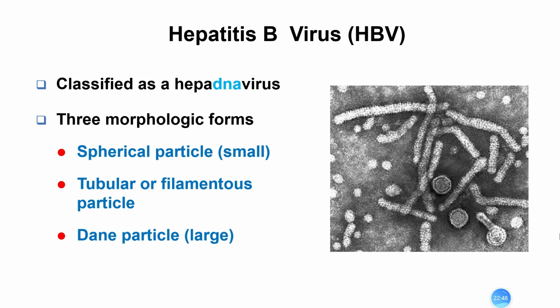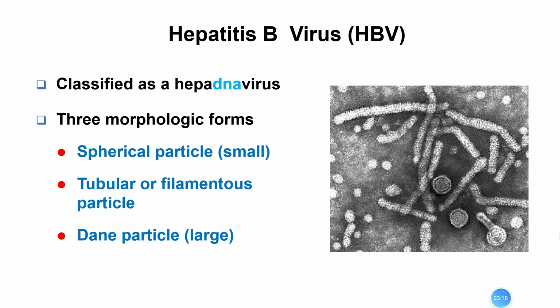Hepadnavirus. Hepa is liver, and DNA is the genome, the genetic material of this virus. In this genus, there is only one type of virus, that's HBV. And if you check the specimen with an electron microscope, you would find three different morphologies of HBV.